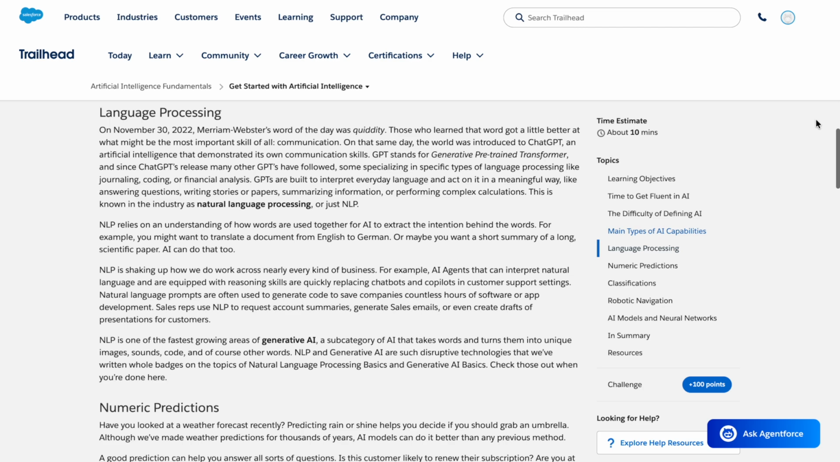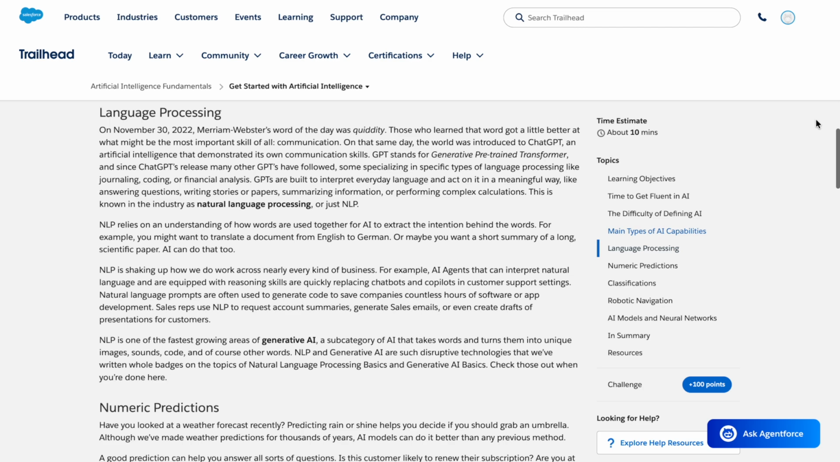NLP is shaking up how we do work across nearly every kind of business. For example, AI agents that can interpret natural language and are equipped with reasoning skills are quickly replacing chatbots and copilots in customer support settings. Natural language prompts are often used to generate code to save companies countless hours of software or app development. Sales reps use NLP to request account summaries, generate sales emails, or even create drafts of presentations for customers.